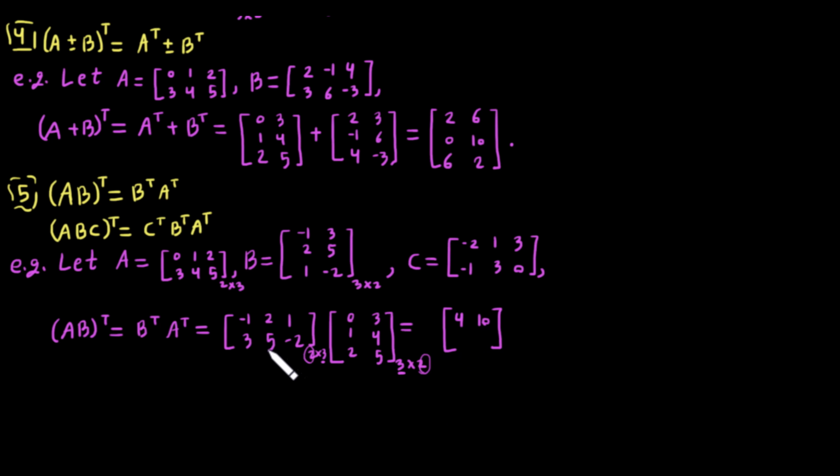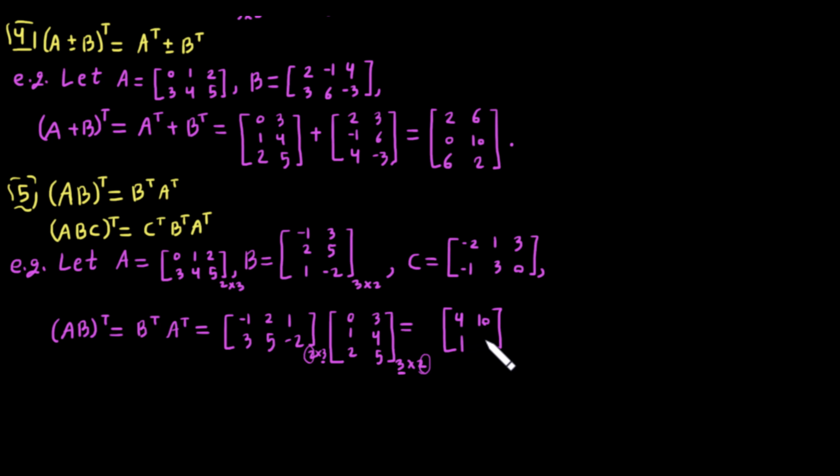To find this element, we have to multiply this row by this column. 3 multiplied by 0, which is 0, plus 5 multiplied by 1, which is 5, plus -2 multiplied by 2, which is -4. 0 plus 5 equals 5, plus a negative it will be minus, so here I have to write 4. 5 minus 4 is 1. So here I have to write 1.